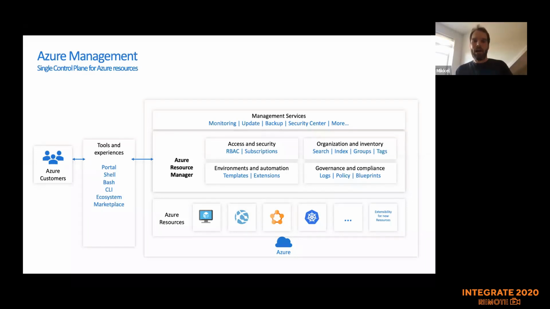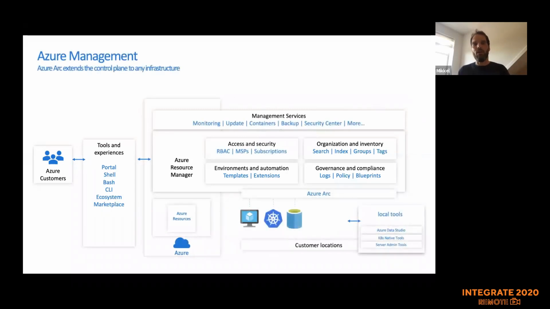Now, with Azure Arc, what we're doing is we're taking all the layers of the Azure Resource Manager and the management services on top, and through this connectivity, the Azure Arc interconnectivity thingy, we are now able to bring resources from outside Azure under the same unified control plane, to give you everything from the great tools and experiences through the capabilities of the Azure Resource Manager and the management services, and basically bring them anywhere.